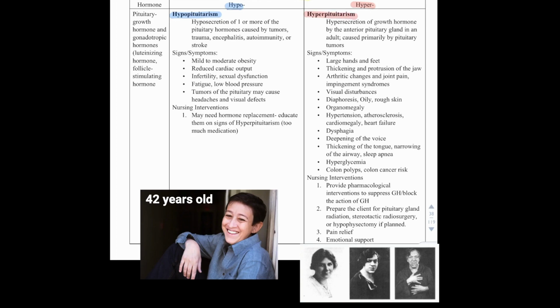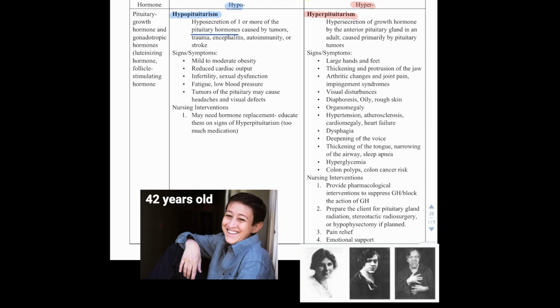So let's compare the two. Hypo is a hyposecretion of one or more of the pituitary hormones caused by tumors, trauma, encephalitis, autoimmunity, or stroke. So we're talking about pituitary hormones, right? Because we have all these different endocrine glands. With hyperpituitarism, we have a hypersecretion of the growth hormones.